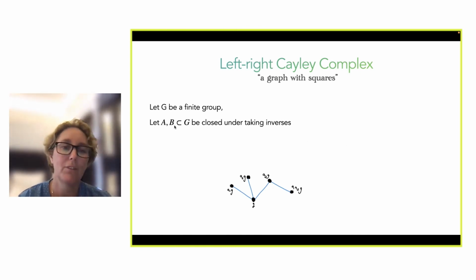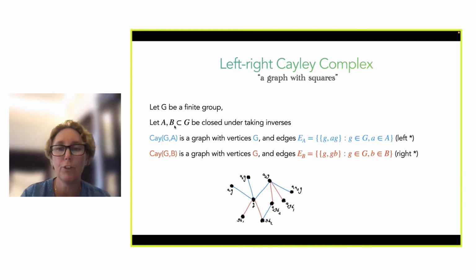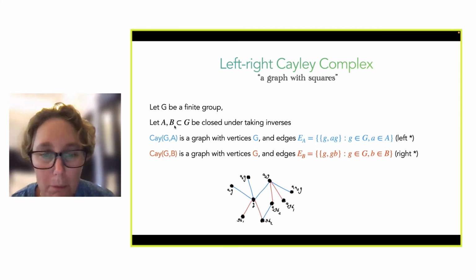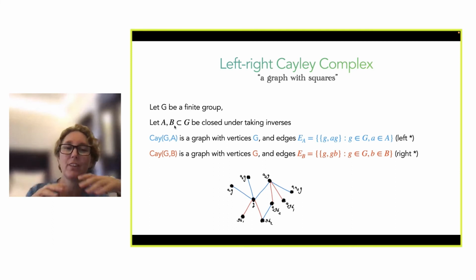Now, I can do it twice. I take two sets of elements, one A and one B, again closed under inverses. But now I connect G to AG for every element in A, but I also connect G to G times B, where for the B elements, I multiply on the right, and for the A elements, I multiply on the left. So really, I have here two Cayley graphs, one with respect to left multiplication, and one with respect to right multiplication. I think of it as if there are some blue edges for left, and some red edges for right. And the interesting thing is that this gives me squares in the graph.